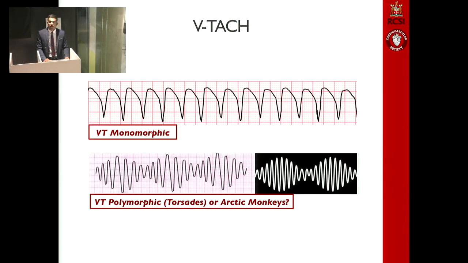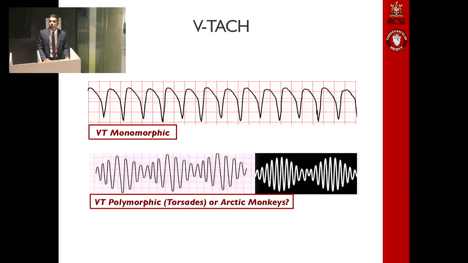Now that we know what a VTach is, it's important to understand that they can be either monomorphic or polymorphic. Monomorphic means that each QRS looks the same as the one before and after, while polymorphic means that each and every QRS looks different to the one before and after.